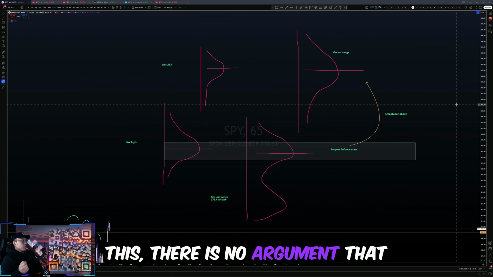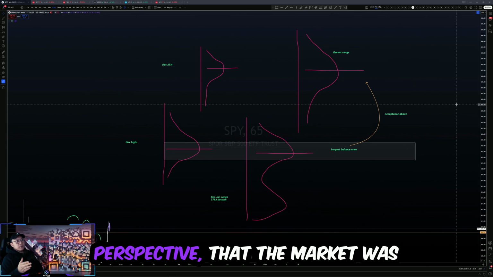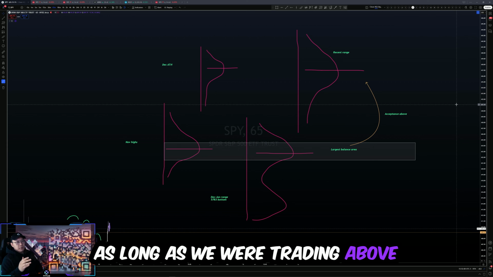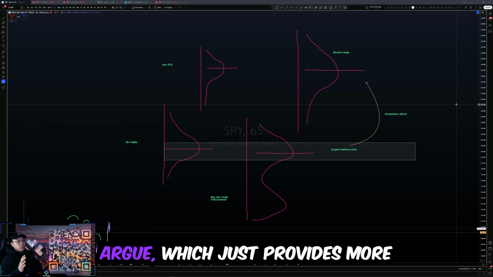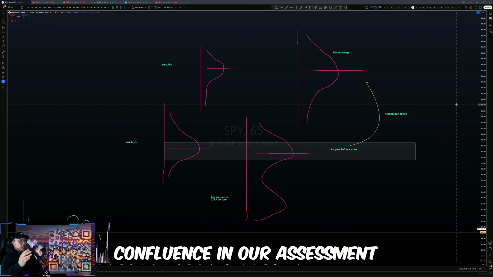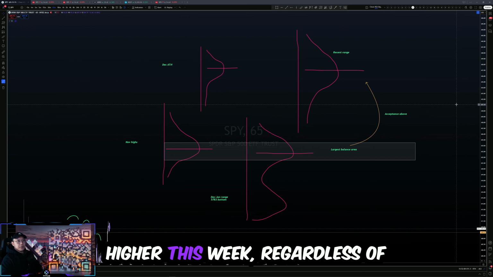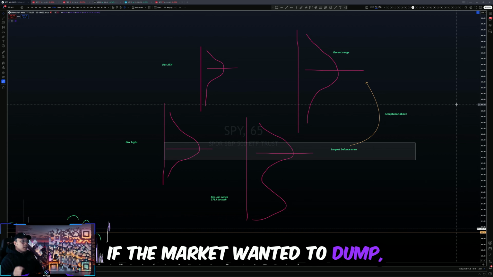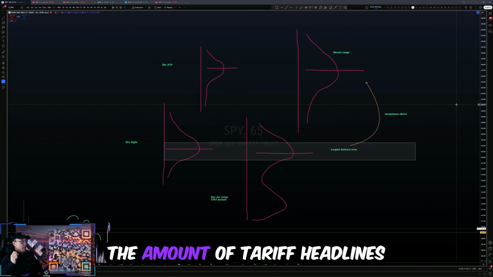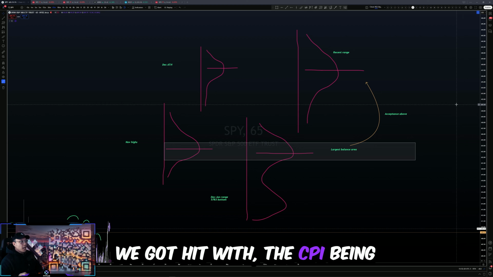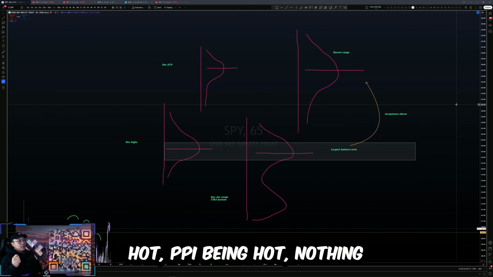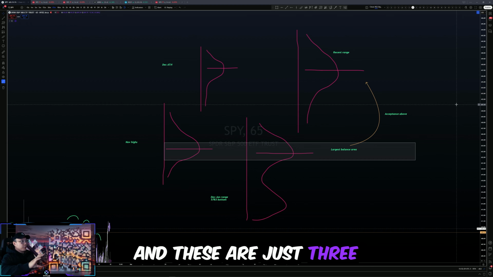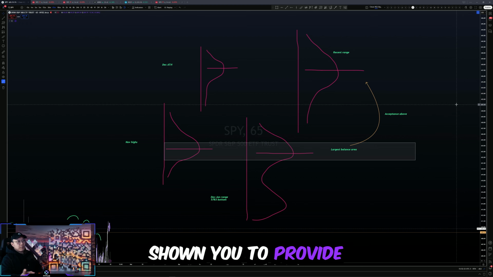There is no argument that you can make now from this perspective that the market was going to provide more downside as long as we were trading above this. There is nothing you can argue, which just provides more confluence in our assessment that we were going to rip higher this week. Regardless of headlines, regardless of data. If the market wanted to dump, they would have done it already. The amount of tariff headlines we got hit with, CPI being hot, PPI being hot, nothing could stop bulls from sending this market higher. And these are just 3 different angles I've already shown you to provide confluence for that.